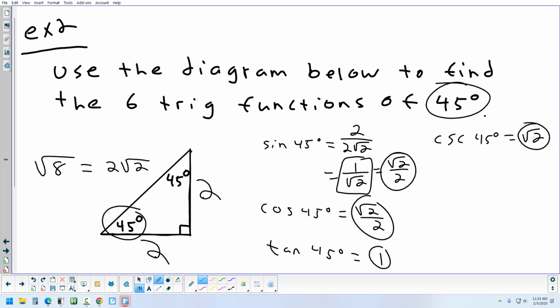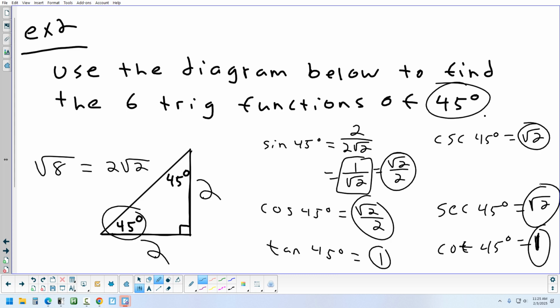How about the secant? Same thing. And what about the cotangent? It's going to be 1 again. That's also 1. Okay, so there's the 6 trig functions of 45 degrees.